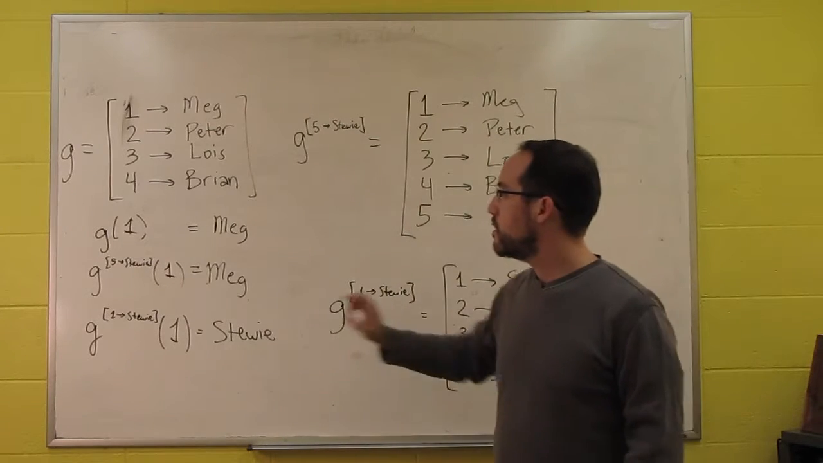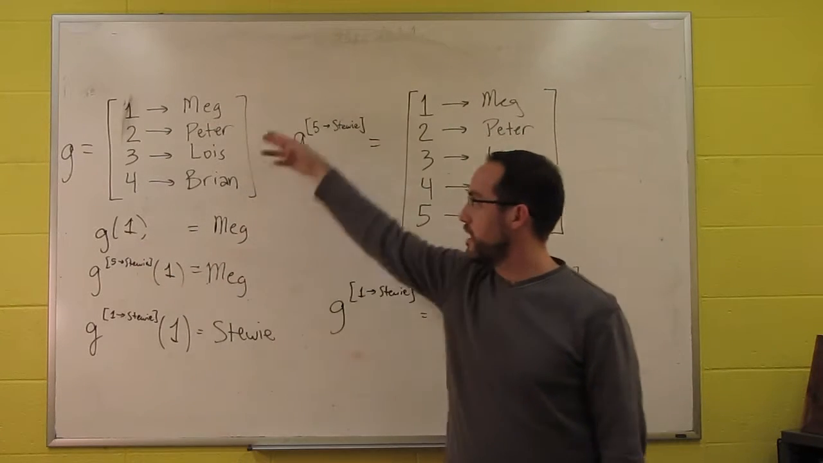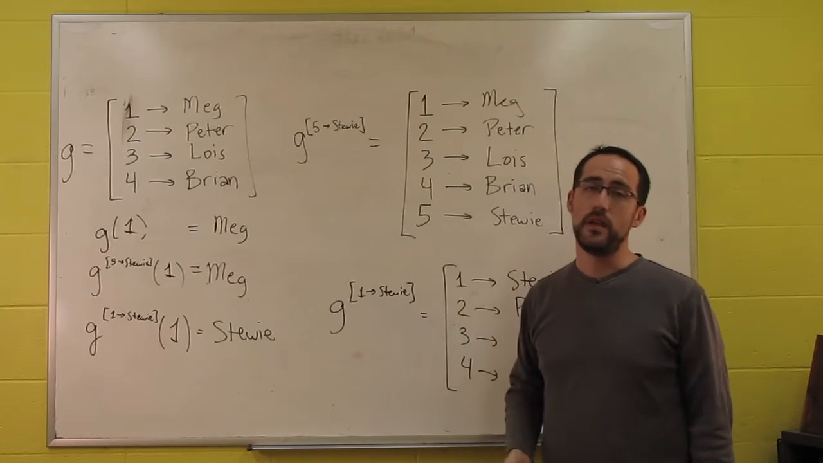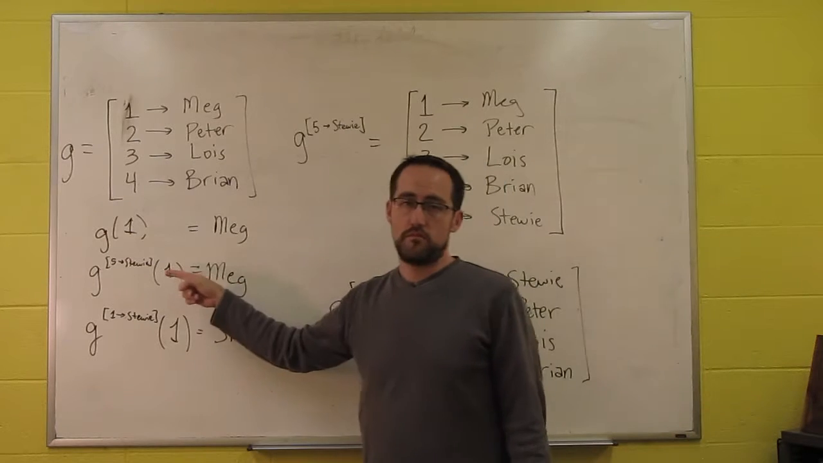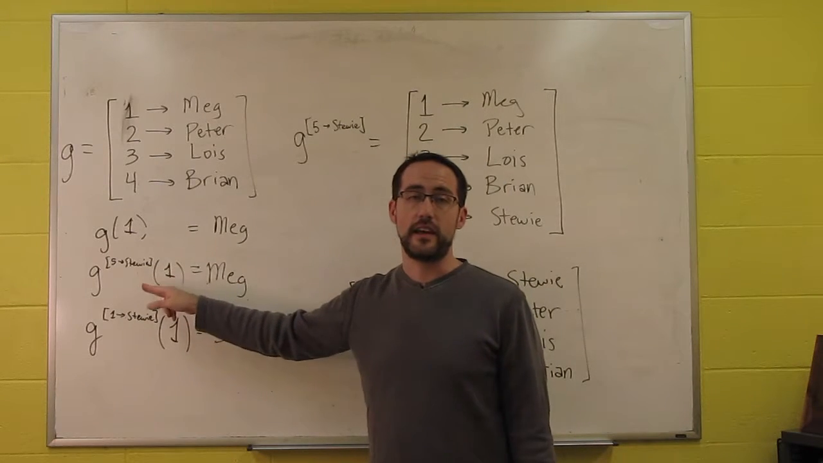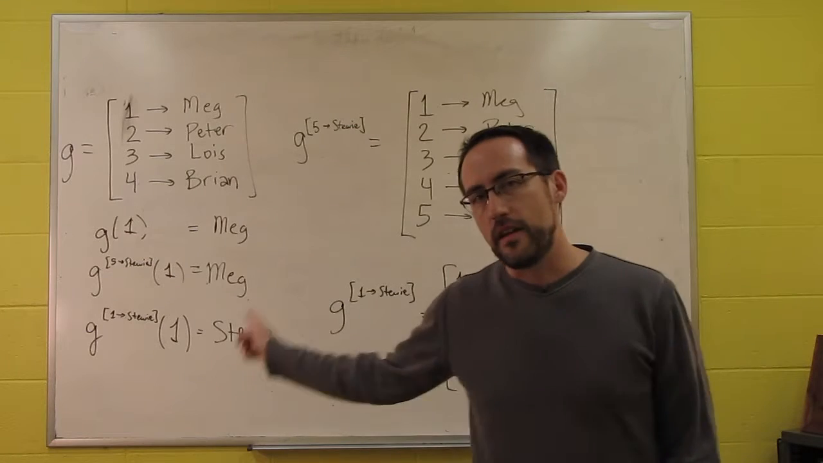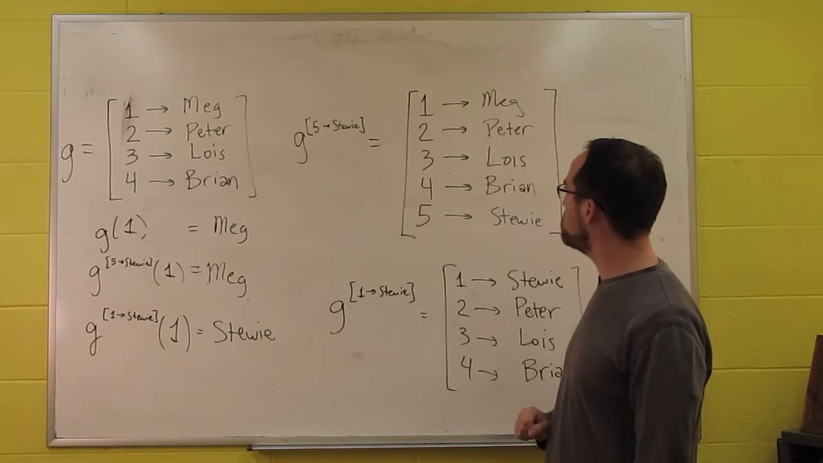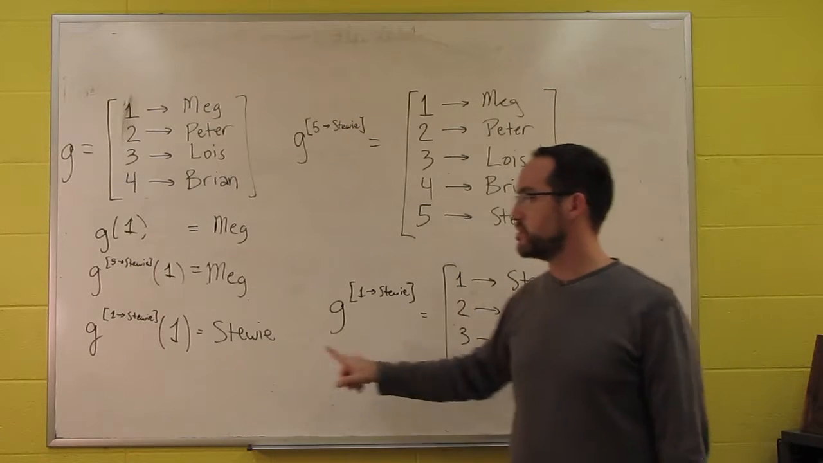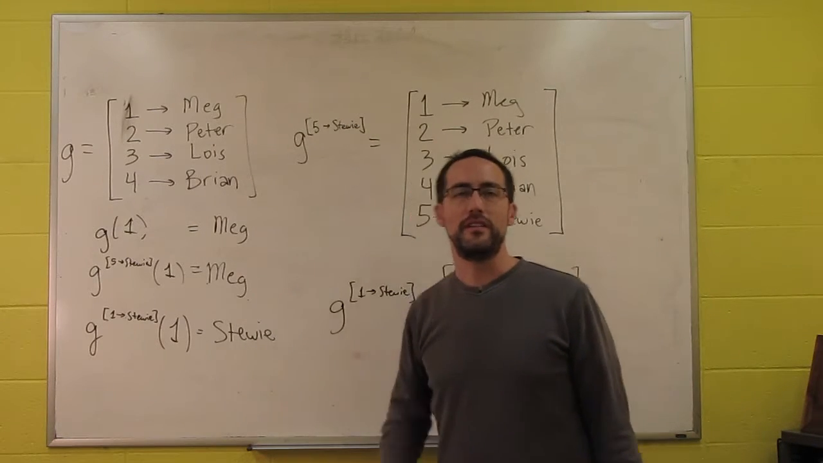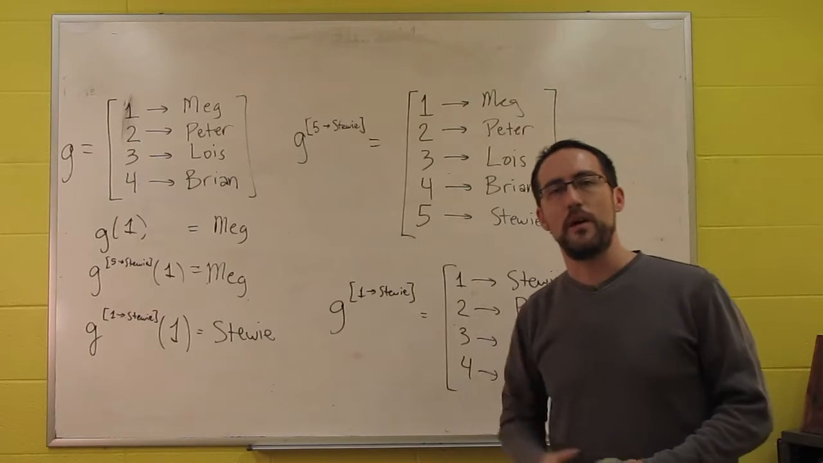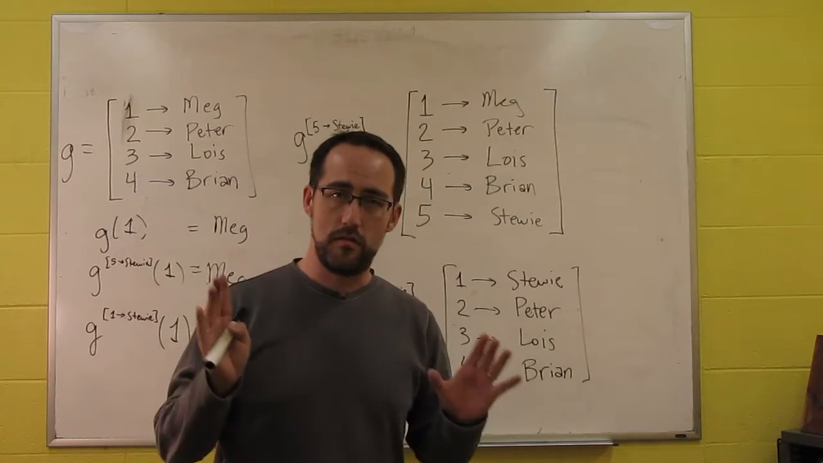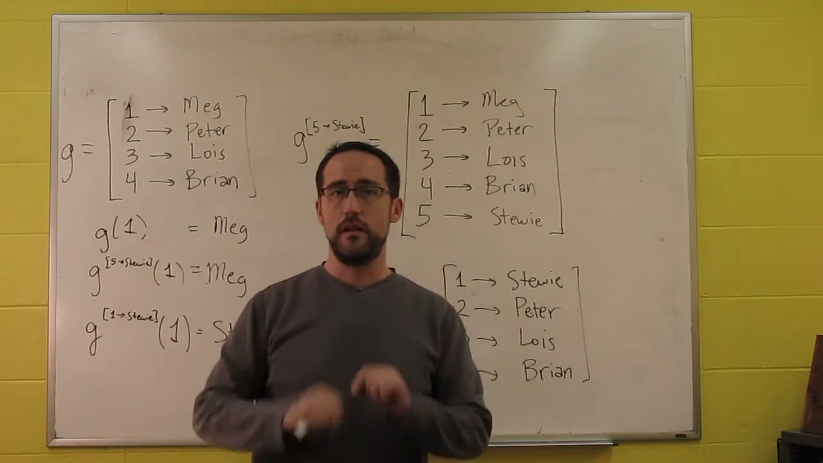So now we have G of 1 going to Meg, like we see here. On this assignment, we've modified it so that 5 maps to Stewie. So anything but 5 is going to be the same as it was under G, and in that case 1 will still point to Meg. But in this assignment we have 1 mapping to Stewie, and Stewie is going to be the result. Right? We plug in 1 to this and we get Stewie. So it works out pretty well. Now how is this going to work for our variable binding? Well, I'll show you in just a moment.